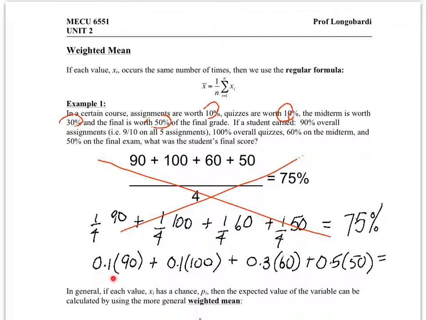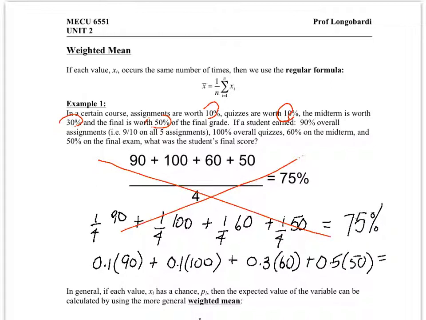10% times the score of 90% on assignments. 10% is the weight times 100% score on quizzes. 30% weight times 60% score on the midterm. And 50% weight times 50% score on the final exam. Try and remember weight times score plus weight times score plus weight times score plus weight times score. That is the weighted mean formula.